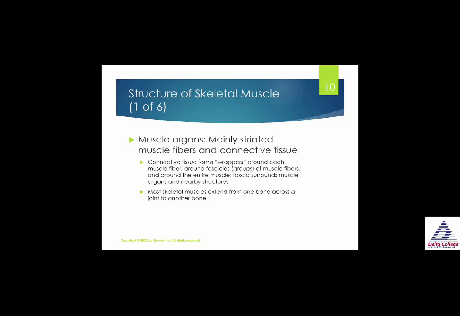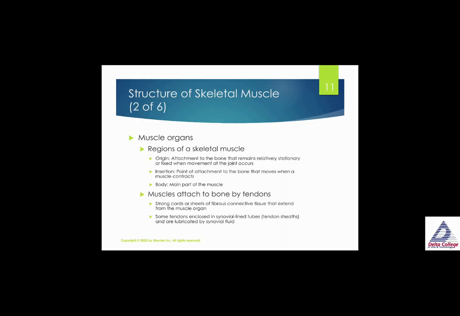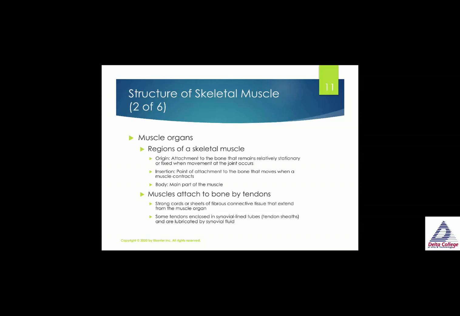Most skeletal muscles extend from one bone across a joint to another bone. The attachment to the bone that remains relatively stationary or fixed when movement at the joint occurs is called the origin. Very important to know that. The insertion is actually the point of attachment to the bone that moves when a muscle contracts, and the body is the main part of the muscle.